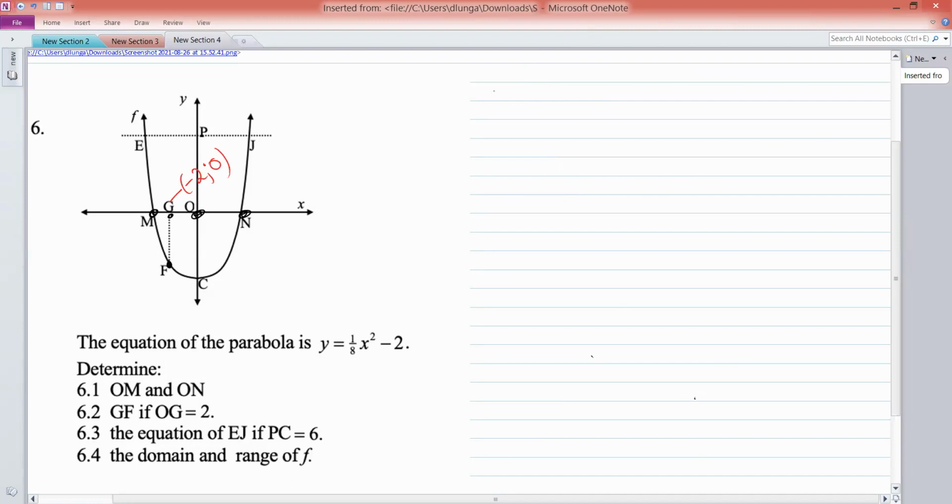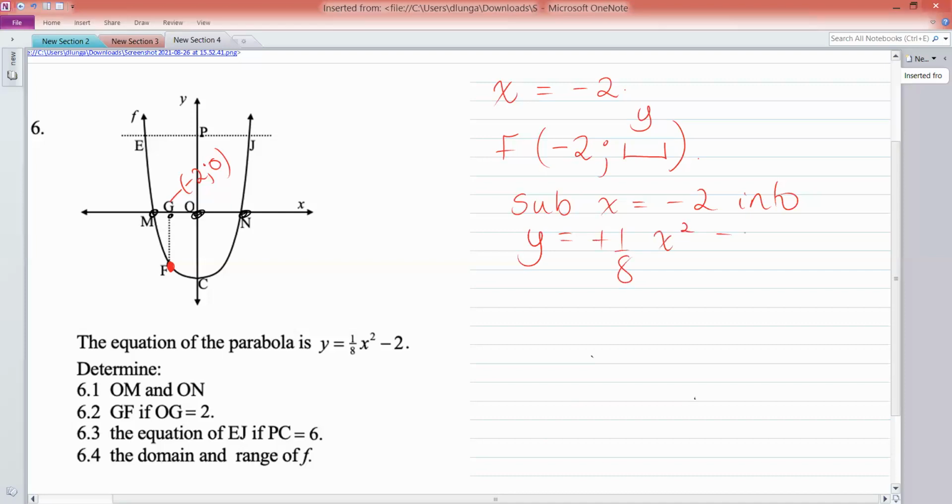So if I know that x is equal to -2, how would I work out the coordinate of F? What do we know about F so far? What's the x coordinate for F? It's also -2. Perfect. What we need to work out is the missing y value. How do I find the missing y value? What do you guys think I'm going to do? Sub -2 into y equals the equation, yeah. So 1/8 x squared minus 2.